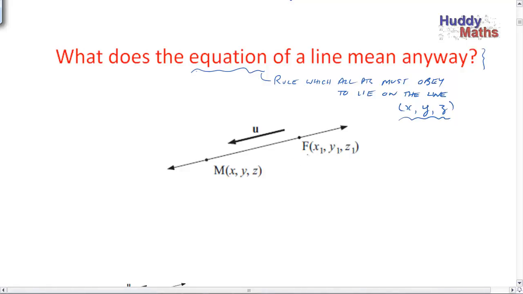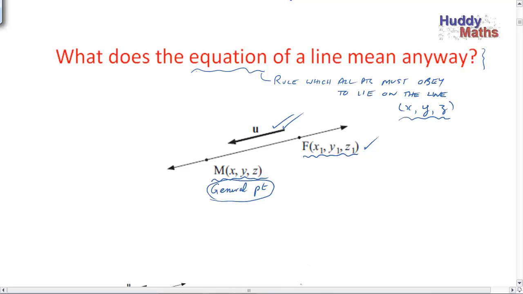We might say, well, we're going to fix a point. So here we're going to fix point F, and we're going to give it a direction vector. And we're going to say, what's the rule for this point? Any general points, our point here with x, y, and z in it, might be called our general point. We've got to describe what that general point must look like if it's to lie on the line through this point and in the direction of u. So we're fixing a line in space and then describing the rule for the general point.